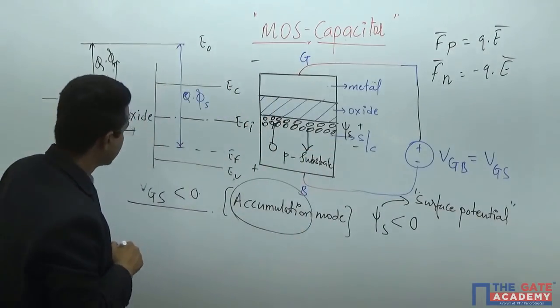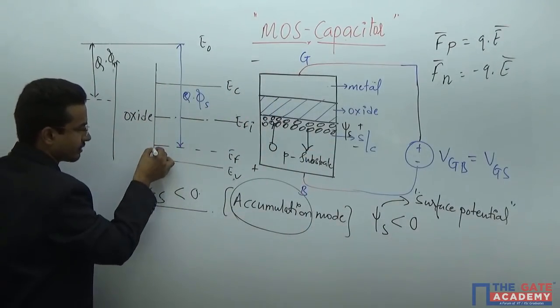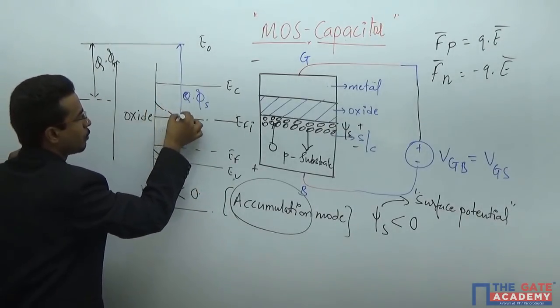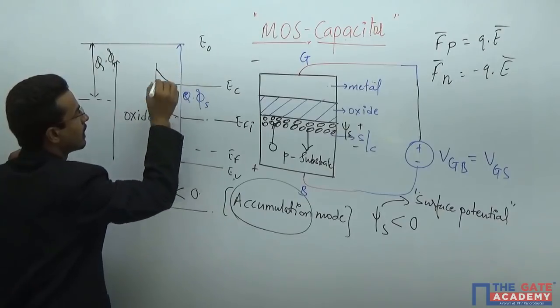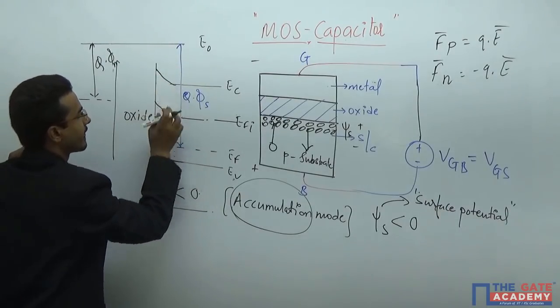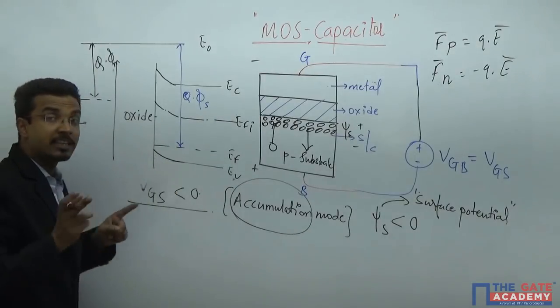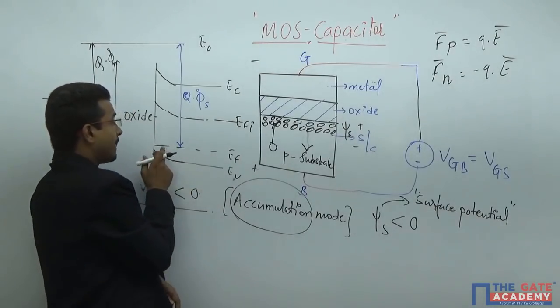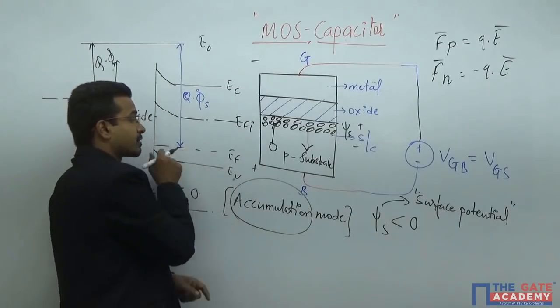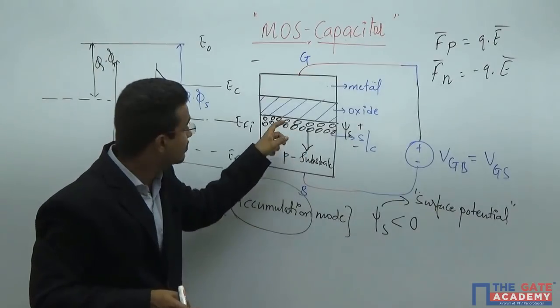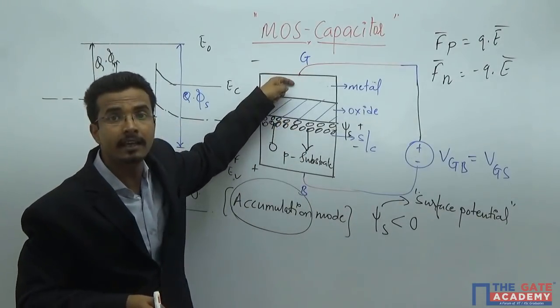That means what will happen? This will go in the upward direction, this will also go upward, and this will also go upward, and the energy band diagram will be this. But please make sure there is no difference in the EF. It will always be flat, because you are not getting any overall current. These holes are not moving here.